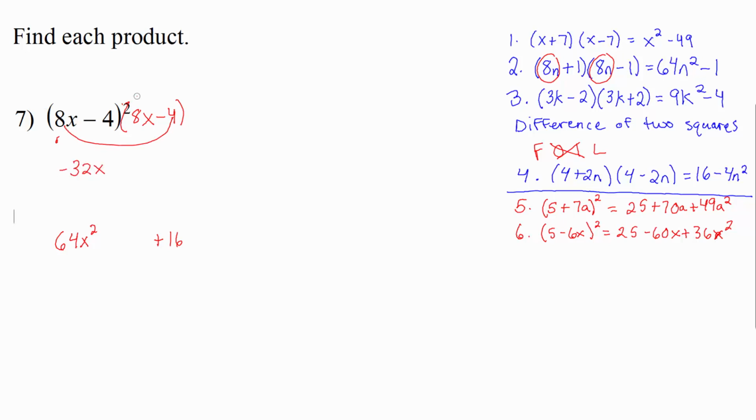But wait, 8x times negative 4, I didn't even really need to write that again because I have 8x and negative 4 right here. I guess I could think of this like I'm multiplying these together, but I'm doing that twice. So what's twice as much as 8x times negative 4? That would be negative 64x. Okay, so maybe now we're coming up with a way of thinking of that middle term.